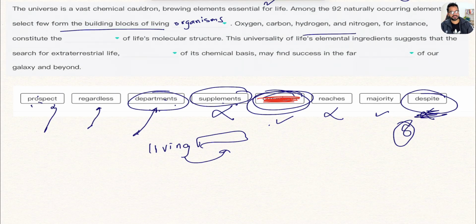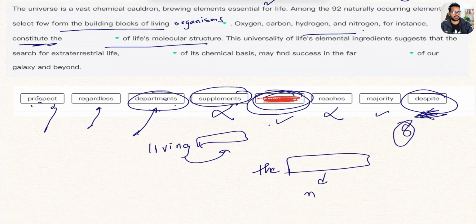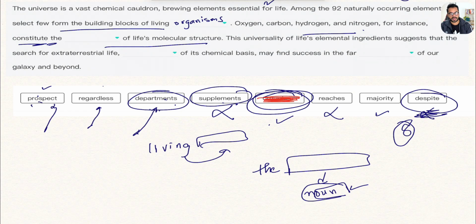Next one, oxygen, carbon, hydrogen, and nitrogen, all are gases. For instance, constitute the dash of life's molecular structure. So we have got the word the before a blank, and there is a blank after that. My grammar rule is, if I have got the article the and there is a blank after that, it is always going to be a noun. So out of all the options, let's look at the nouns that I have. Prospect is a noun. Regardless is not a noun. Departments is a noun. Supplements is also a noun.